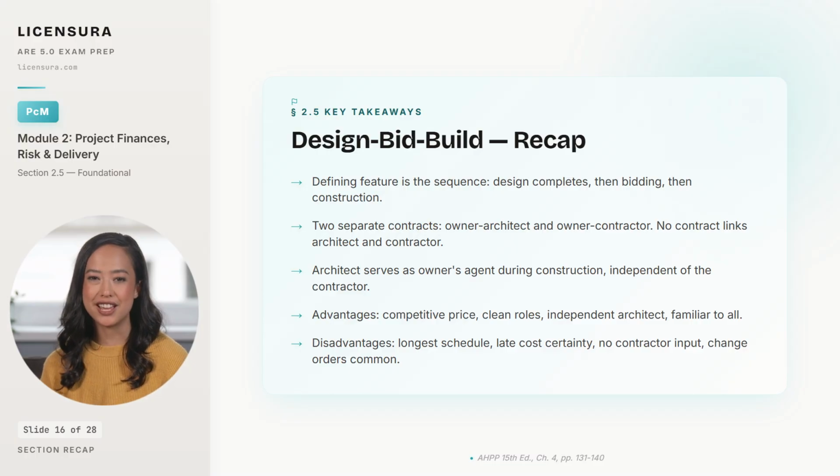During construction, the architect acts as owner's agent, administering the contract, certifying payments, observing the work, and ruling on disputes, with that authority resting on independence from the contractor. The advantages are competitive pricing, clean role separation, an independent architect, and familiarity to all parties. The matching disadvantages are the longest schedule of any method, late cost certainty, 0 contractor input during design, and a predictable pattern of change orders in construction. The method is not better or worse than the alternatives. It makes specific trade-offs, and the exam tests whether you can match those trade-offs to the situation described.